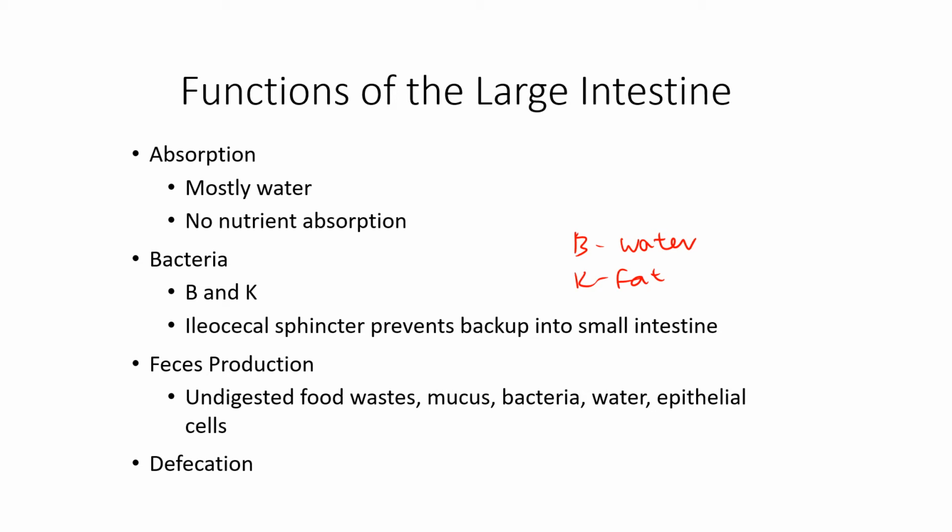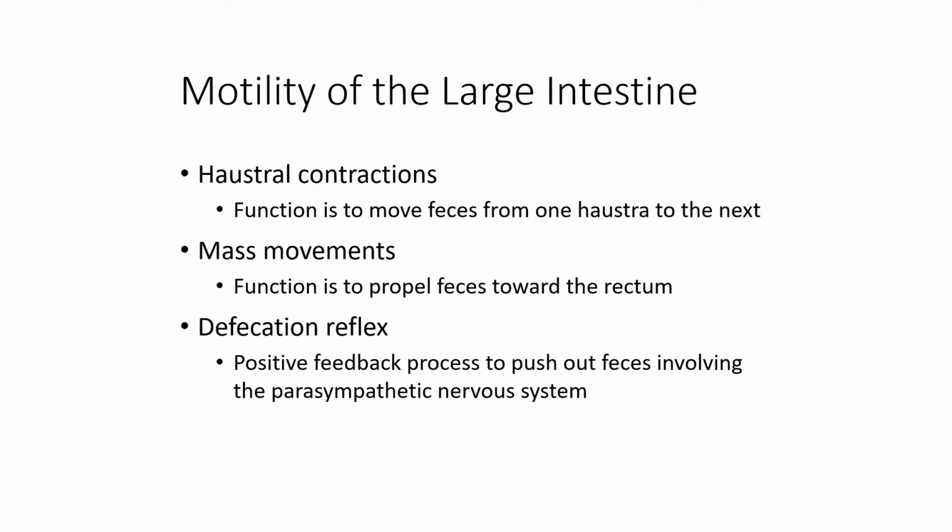Obviously, the major job of the large intestine is also to produce feces, which are undigested food waste, mucus, bacteria, water, and other kinds of waste products like pigments from bile, which is why feces are brown in color, and epithelial cells that are shed off of the entire lining of the digestive tract. So let's talk more about defecation, because that's the process of producing a bowel movement and removing feces from the large intestine. So here's how defecation works.